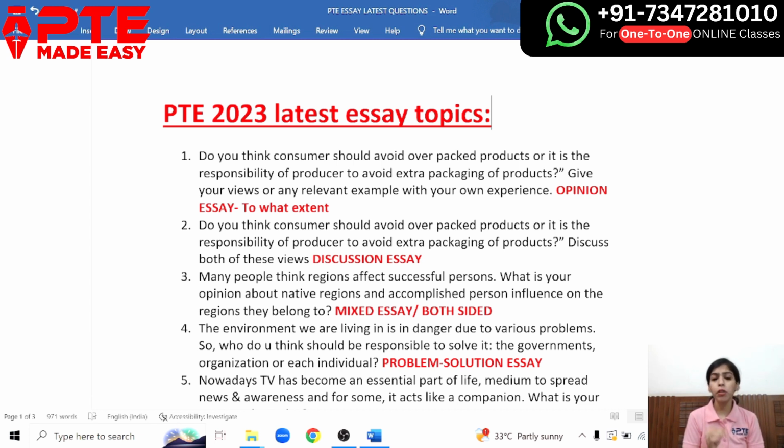And I'm pretty sure once you use the template, which I'll share in my upcoming videos, you are going to easily clear your PTE writing with good scores. So you can easily score even 15 in PTE writing if you follow that template properly.